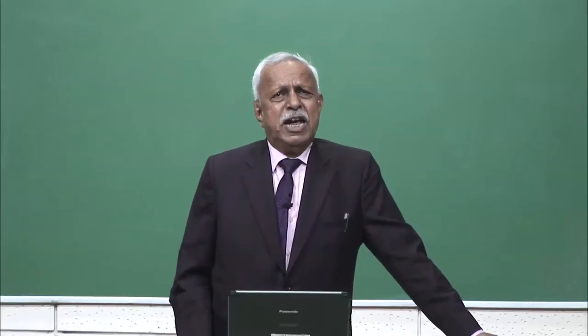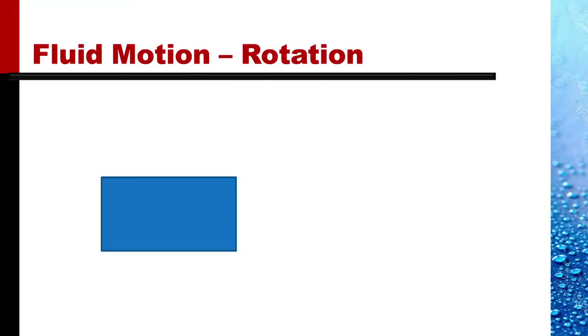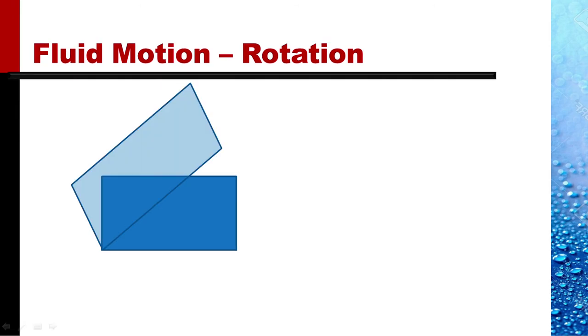Let us further consider rotation of this fluid element. Let this be a fluid element of size delta x and delta y at time t, and after time delta t, let the fluid element occupy this position. This element would translate also, but they brought it back so that the left bottom point is coinciding. So we removed the translation in x and y direction. We are worried only about rotation.